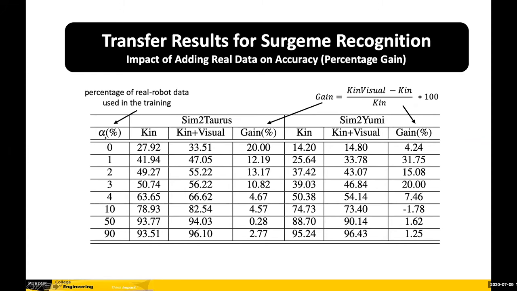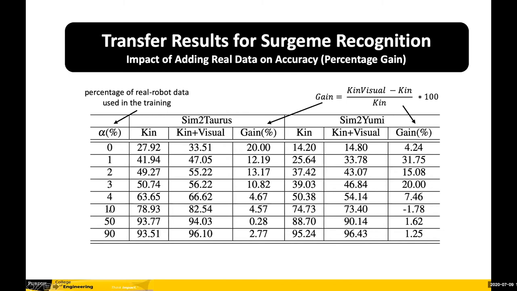So now you see that with only artificial data, our performance of recognition is very low. In this case, in the best case, it's 33% accuracy. That's quite bad, using simulation to try to predict an execution on a real Taurus robot. And here is using simulation and trying to predict on a Yami robot. And as you see, the larger the percentage of real data we have, the better we perform.